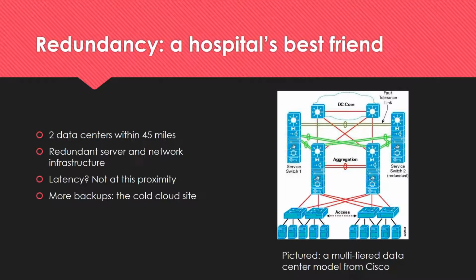Redundancy, a hospital's best friend. The first key to a good data center: backup. We propose having 2 data centers within 45 miles of each other. This ensures a catastrophic localized event won't necessarily bring down the hospital. To ensure that IT as a service department can deliver a consistent and reliable experience, it is important to consider the options available to keep the data centers running at all times.